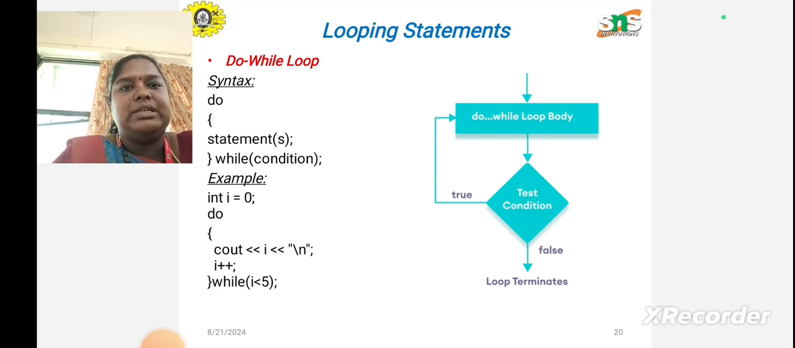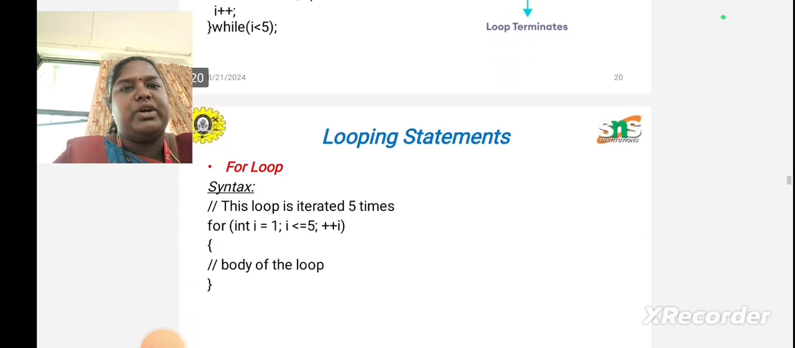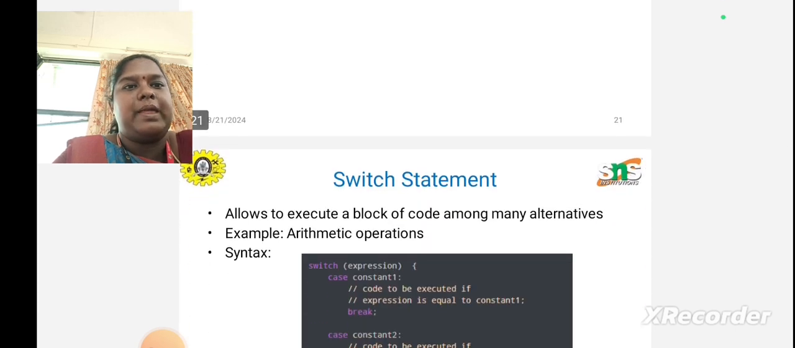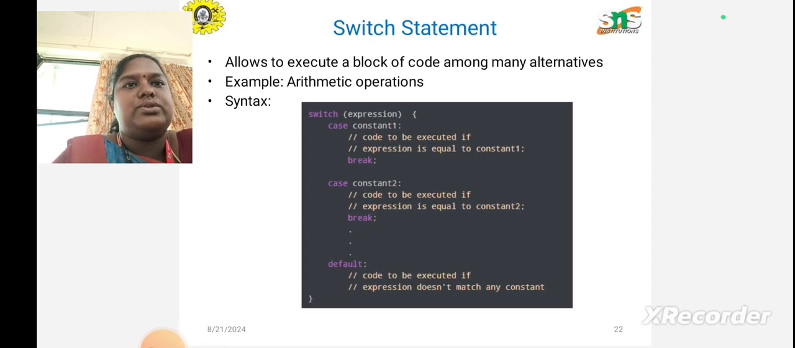Do, we enter inside the brackets, count, i plus plus, and then the condition is checked: i less than or equal to 5, and then it goes to the do and gets back inside the loop. That is a do while loop. The for loop is an iterative process. For i equal to 1, i less than or equal to 5, it is looped again and again.